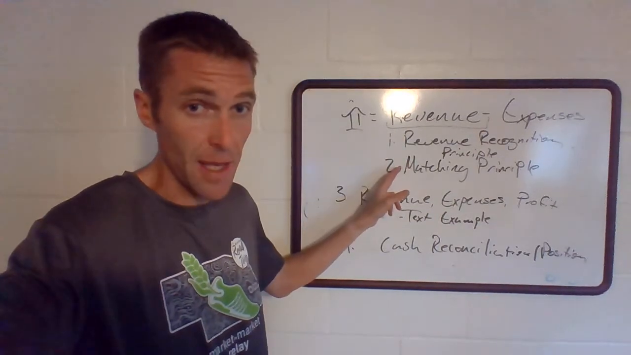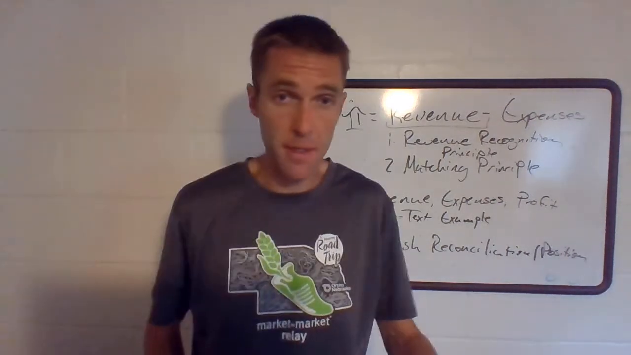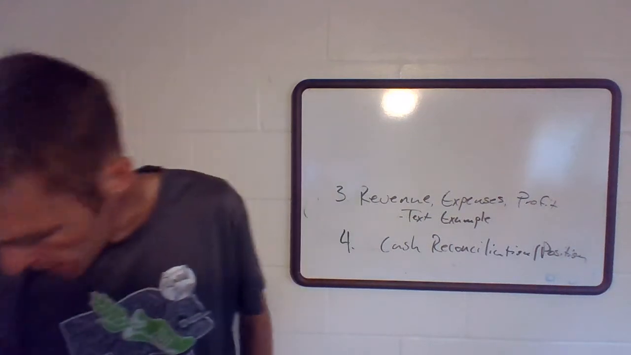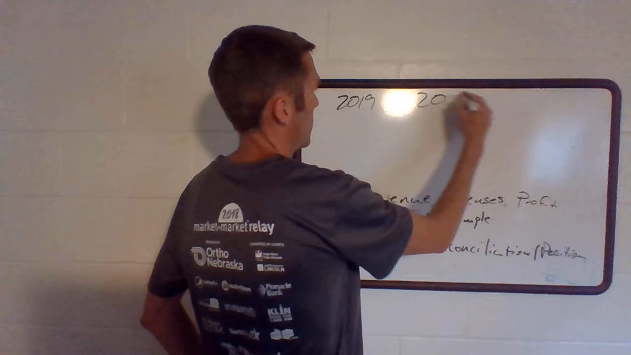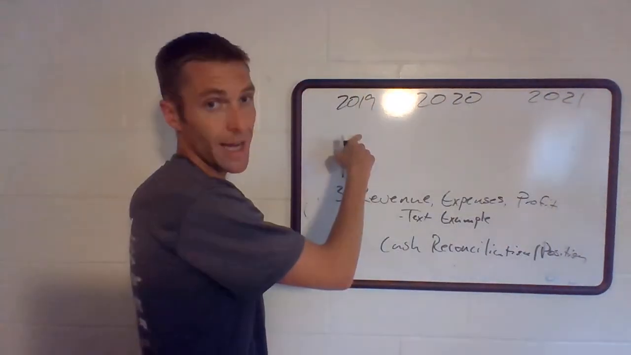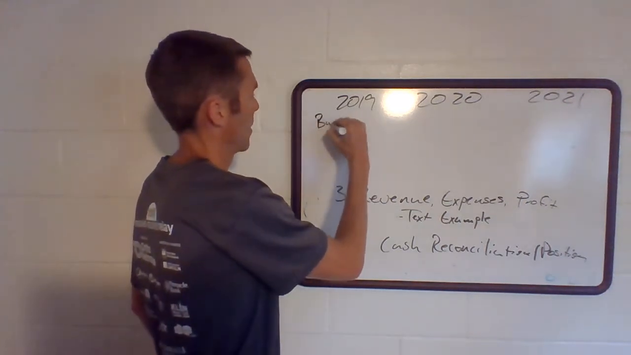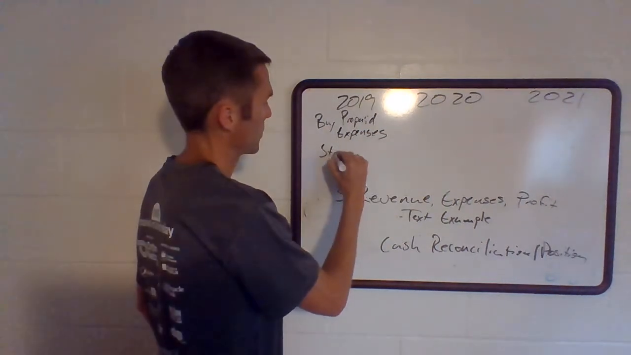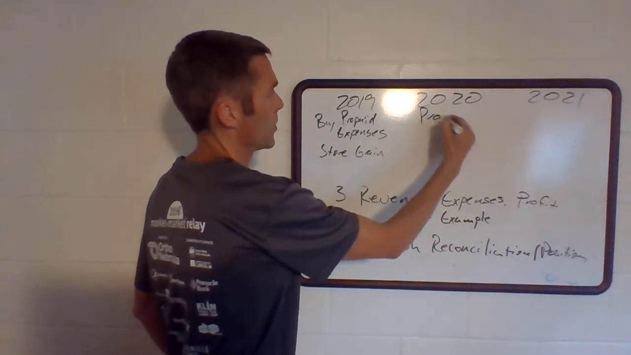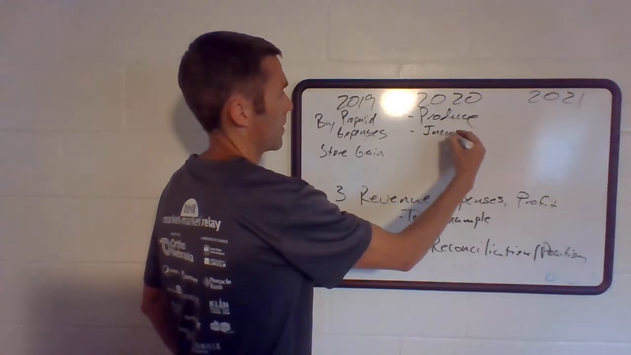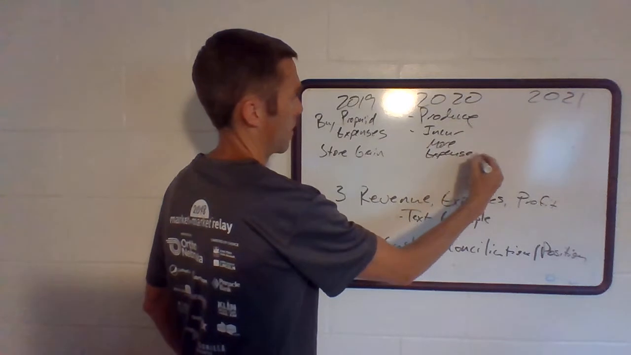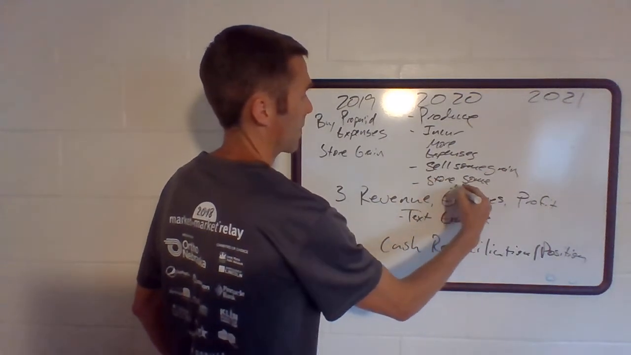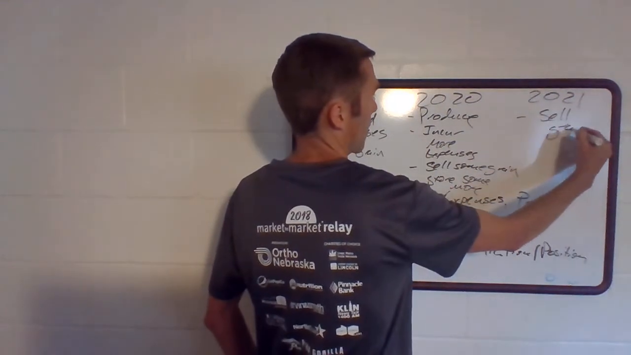So number one, the revenue recognition principle and the matching principle allow us to take, and think about this, in this example, 2019, 2020, and 2021. And in 2019, I can do things like buy prepaid expenses, and I can store grain. And in 2020, I produce and incur more expenses, sell some grain, store some more. In 2021, I can sell stored grain.